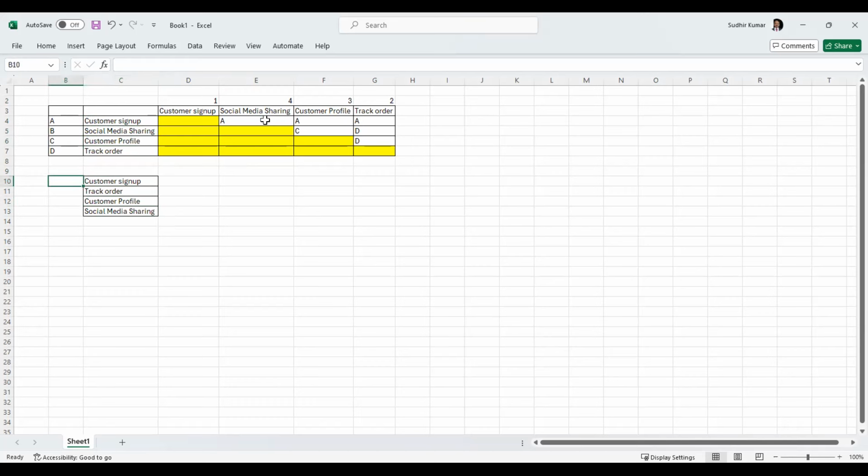So this is how we do the paired comparison method, where we compare every requirement with every other requirement. Any questions on the paired comparison method, guys? No, good. All good.